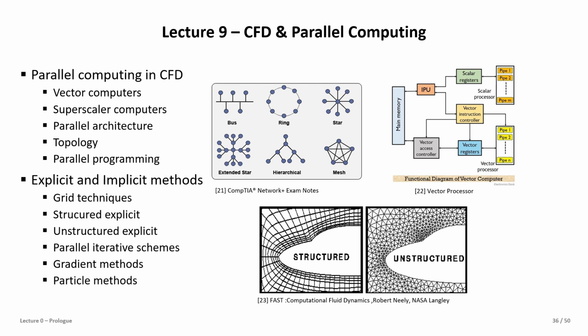We will have an introduction about vector computers, superscalar computers, and how parallel programming works. Also, we will mention the explicit and implicit methods in CFD, and why, for the implicit, for example, we can work with parallel computing to present an accurate solution for us. Then we will present some examples of structured explicit, unstructured explicit, and iterative schemes for parallel computing.